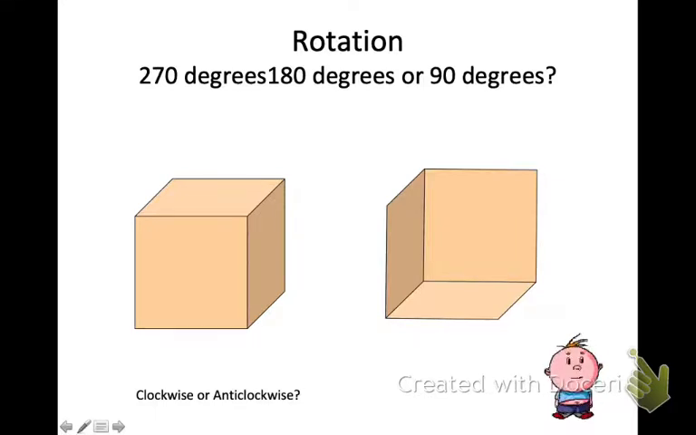So, 1, 2, 3. I think it would be 180 if this is going all the way to the other side, the dark shaded part. This is moving all the way to the bottom, so it's going to have to be a 180-degree rotation.